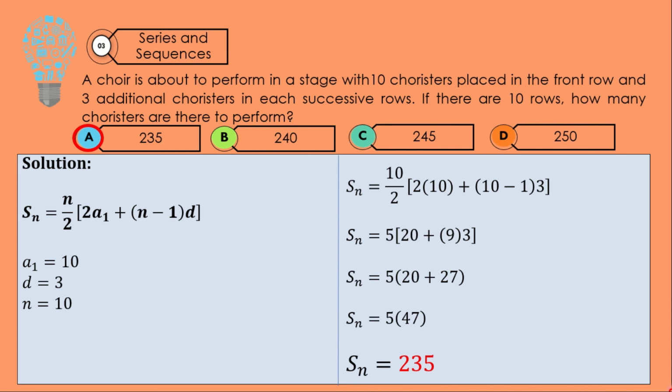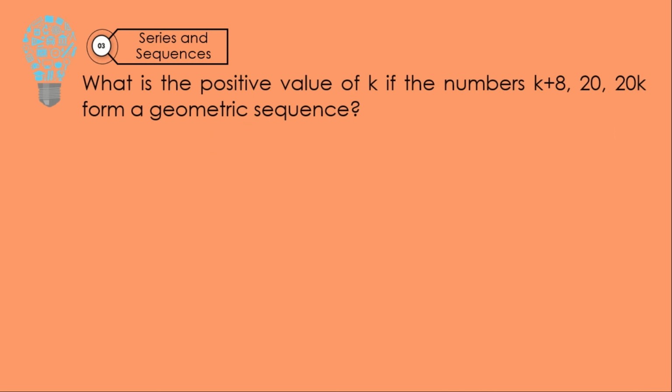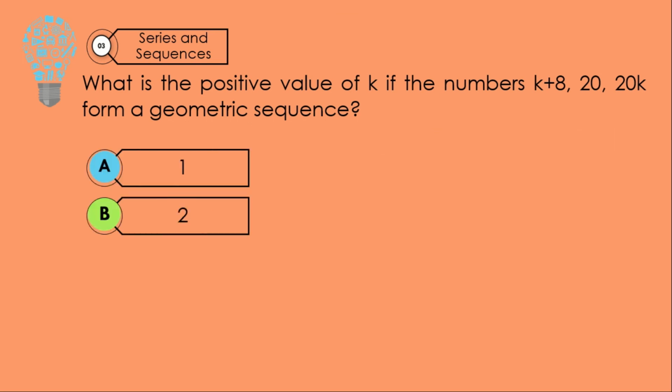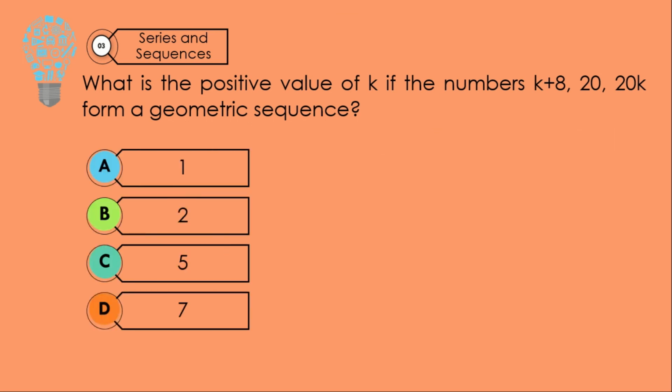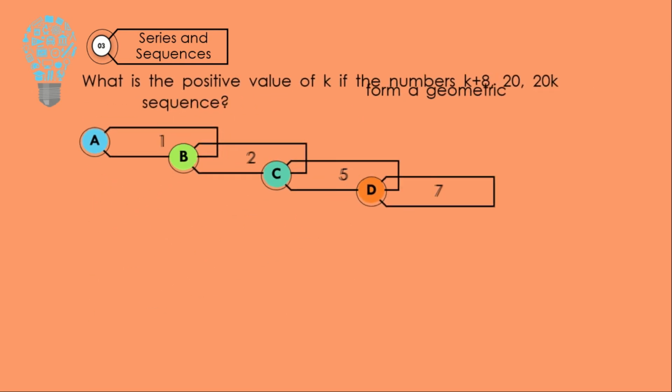For our problem number 3, what is the positive value of k if the numbers k plus 8, 20, 20k form a geometric sequence? A. 1, B. 2, C. 5, D. 7. This problem is about geometric sequence.